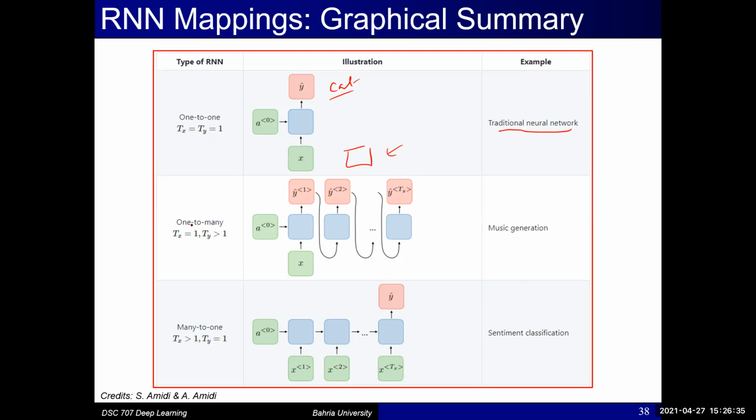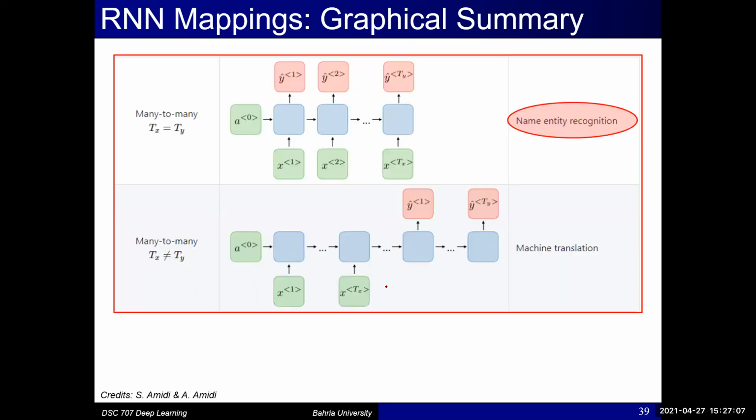Next, you have the one-to-many problem. You give one input and the output is a sequence. For example, you say that you want to generate music of this type. You give one single input and the output is a sequence, which is the music produced by the model. So this could be an example of one to many. Many to one we just discussed. The input is a sequence of words and the output is the class label. So sentiment classification is a very good example of many to one mapping.